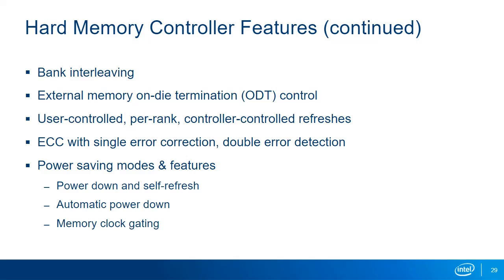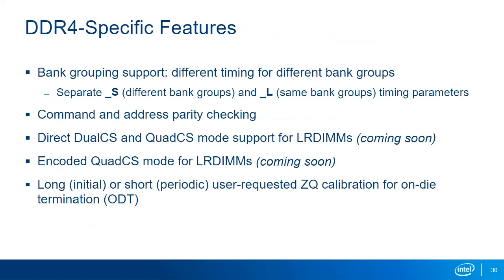The controller implements ECC with single-bit error correction and double-bit error detection. The hard memory controller has additional unique features for specifically accessing DDR4 memory. These include supporting the different timing parameters for subsequent accesses of either different or the same bank groups, and parity checks and alerts on the address and command signals. The controller also includes options for the chip selects on multi-rank LR DIMMs.